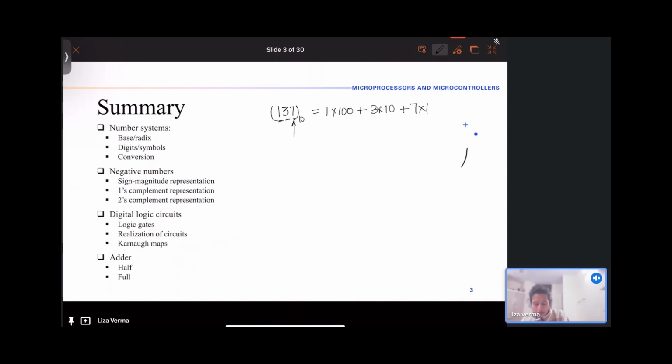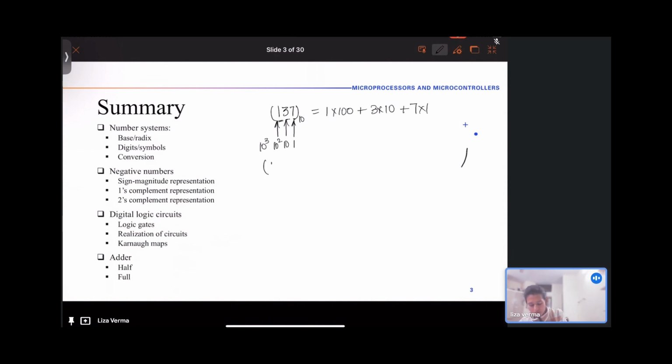So the rightmost digit would have a weight of 1, the digit next to it would have a weight of 10, the next one would have a weight of 10 to the power 2, and if we had another digit next to 1, that would have a weight of 10 to the power 3. So this is how a number system with base 10 would be. Similar for any other number system with, say, base n.